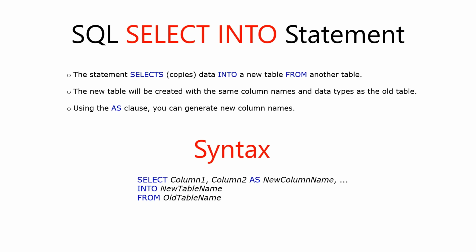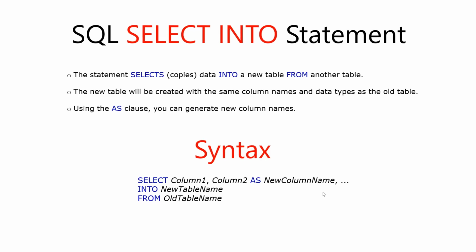If you, however, want to change the column names, you can use the AS clause and then provide a new column name. So here in the syntax for select into statement, we have select columns, as many columns as you want to select, into the new table. No need to create this new table. You just specify it in this syntax and then it gets created once you execute the syntax. Okay, so into new table from old table. If you want to change the column name, just use the AS clause and then specify the new column name. It's that simple. Okay, so let's move on to our SQL Server Management Studio and try this out.